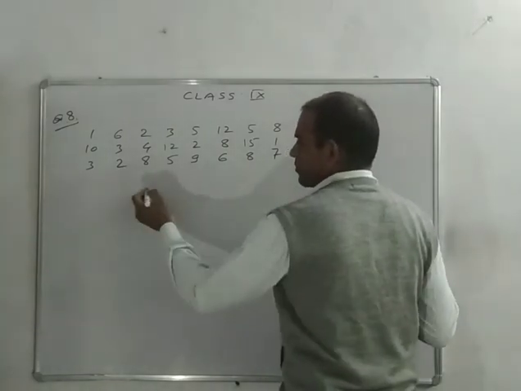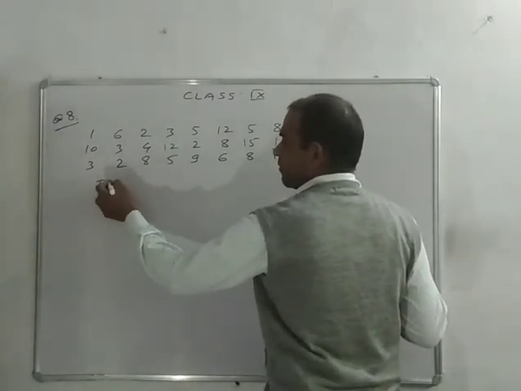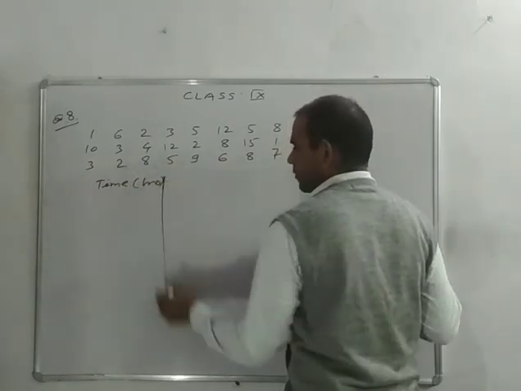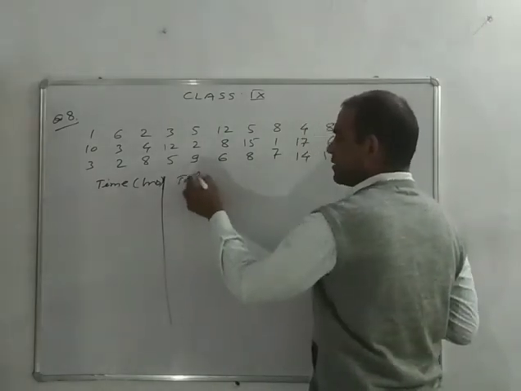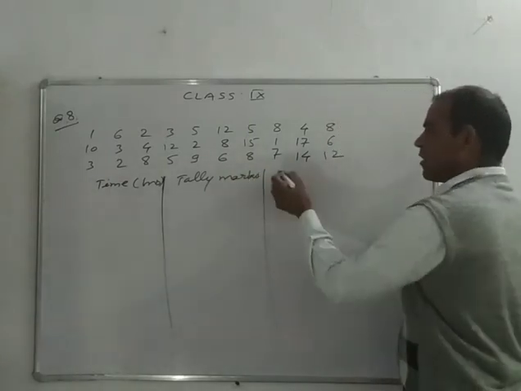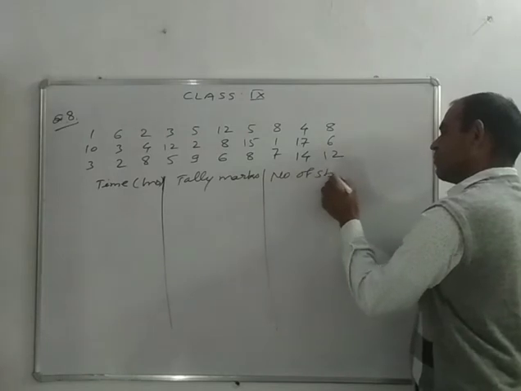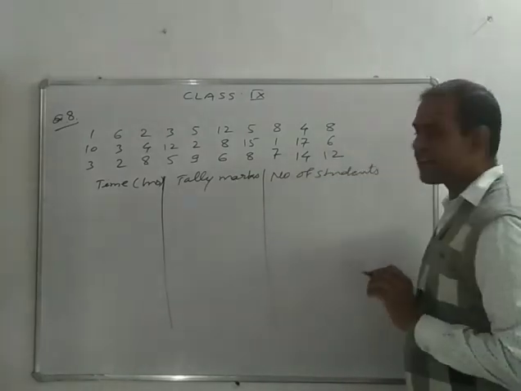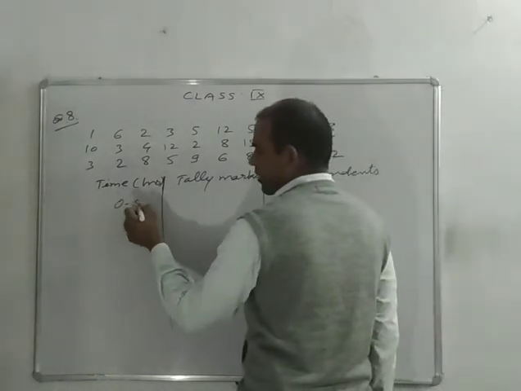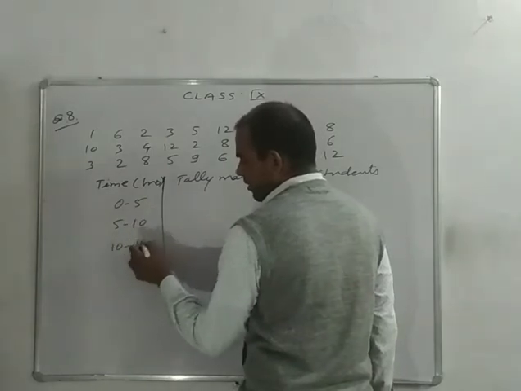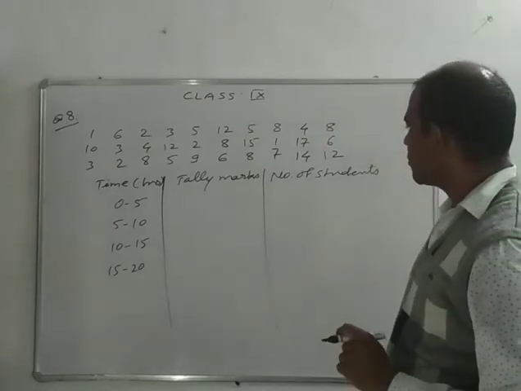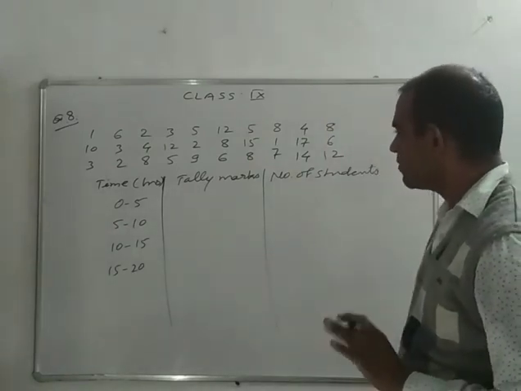So the first column is the given time in hours, then tally marks, and number of students or the frequency. These data are related to the students watching TV in hours. First interval is 0 to 5, 5 to 10, 10 to 15, 15 to 20. There is no need for more than 20.